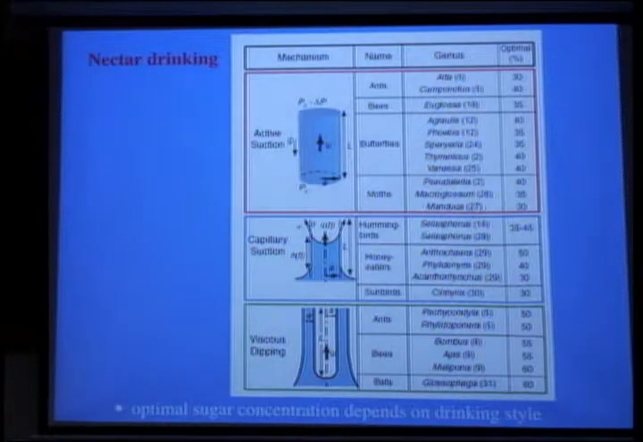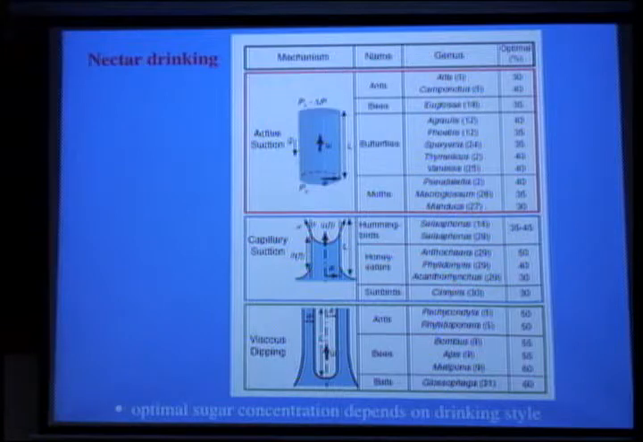Okay, so if you look, there's a huge volume of data in the biology literature on this dependence, where they take, say, a bee, and put the bee in front of a dish of nectar, and measure how much it drinks in a given time. They do this for the same creature in front of different concentrations of nectar.